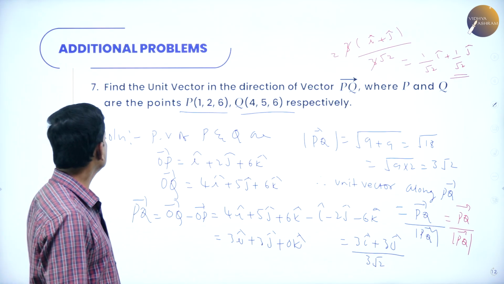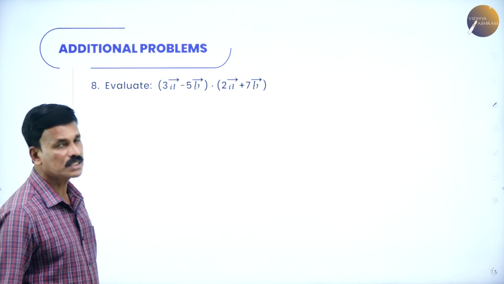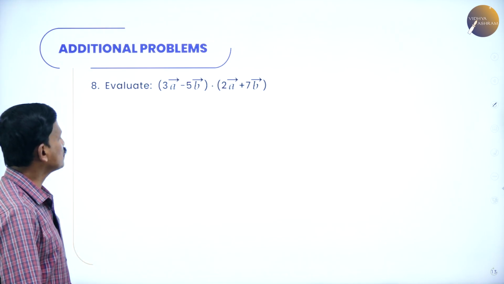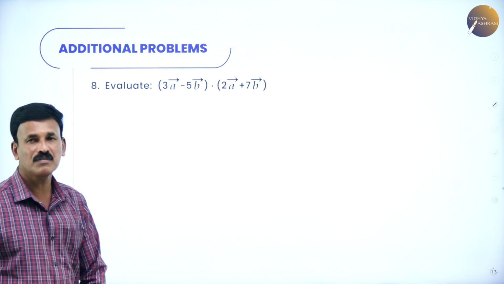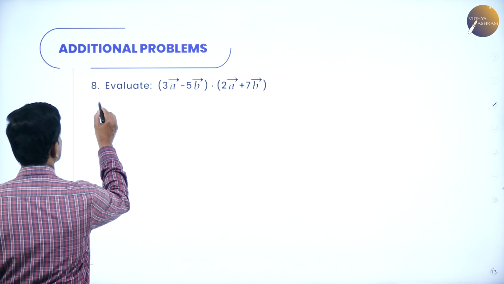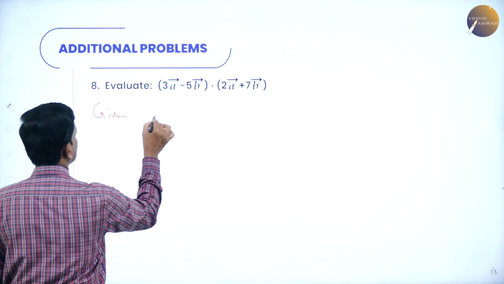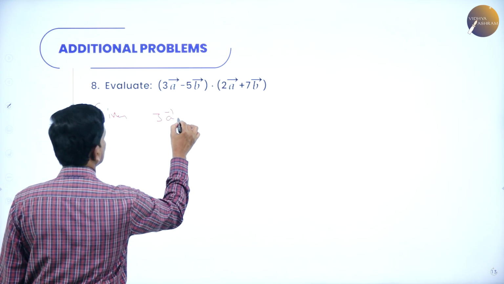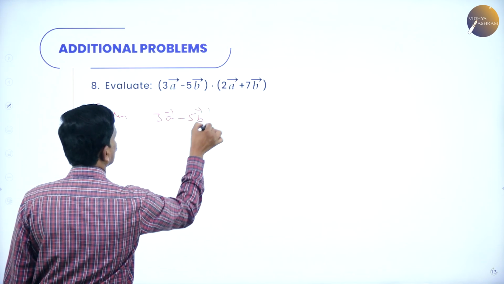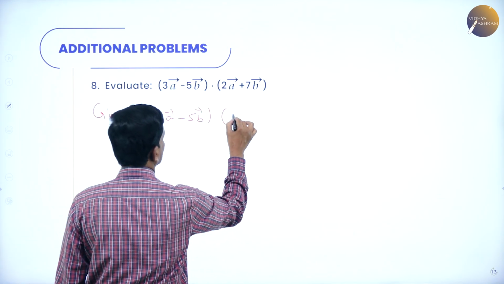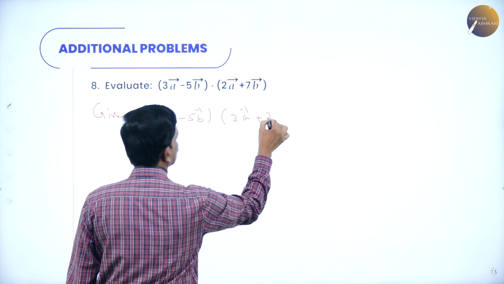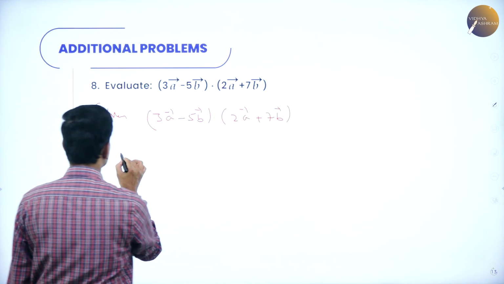Now let us come to the next problem. Evaluate (3a minus 5b) dot (2a plus 7b). This is the given. Given vector 3a minus 5 times vector b, this is dot product with vector 2a plus 7b. So this can be simplified.